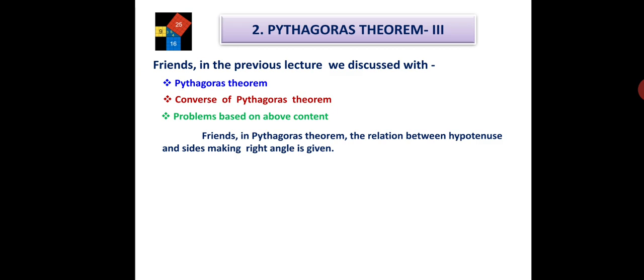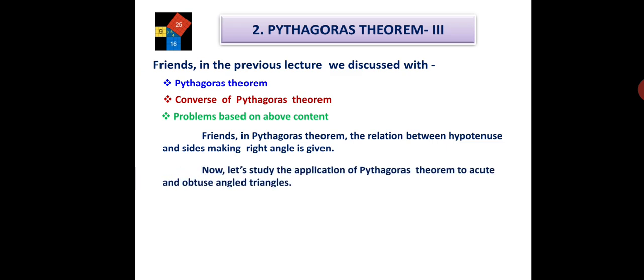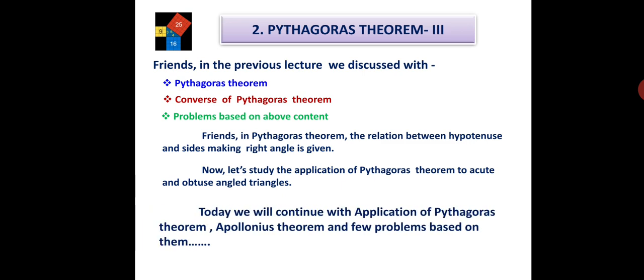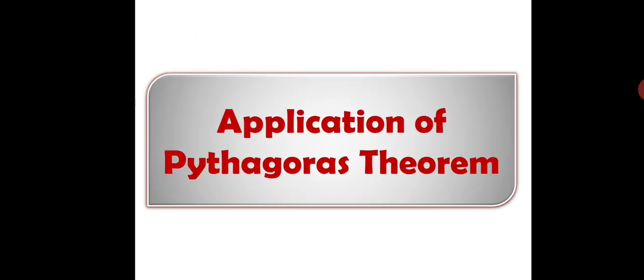Friends, in Pythagoras theorem, the relation between hypotenuse and sides making right angle is given. Now, let us study the application of Pythagoras theorem to acute and obtuse angle triangles. Today, we will continue with application of the Pythagoras theorem, Apollonius theorem, and few problems based on them. So, friends, let us start with application of this Pythagoras theorem to an acute angled triangle.